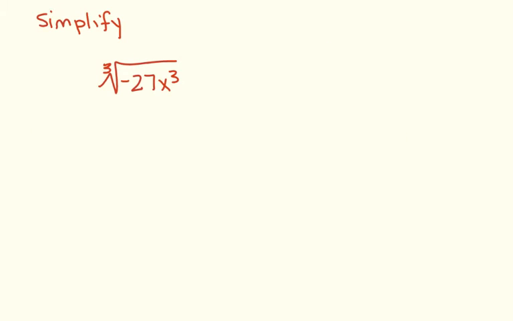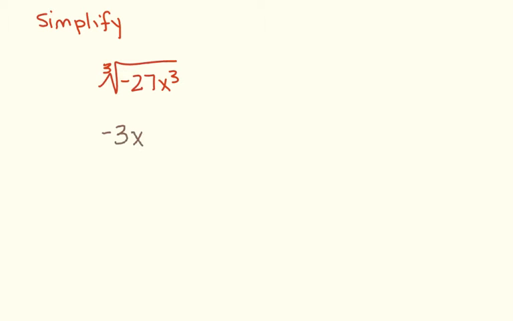In this one, we're asked to simplify the cube root. So we've moved beyond square roots and into cube roots. Well, the cube root of negative 27 is negative 3. And the cube root of x cubed is x. And we don't worry at all about positives or negatives when we have odd roots.